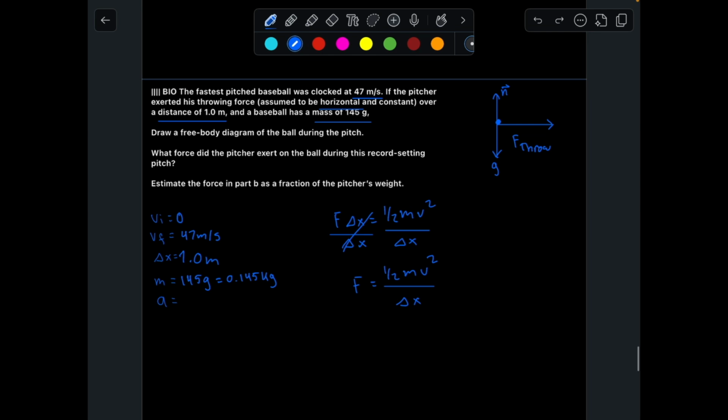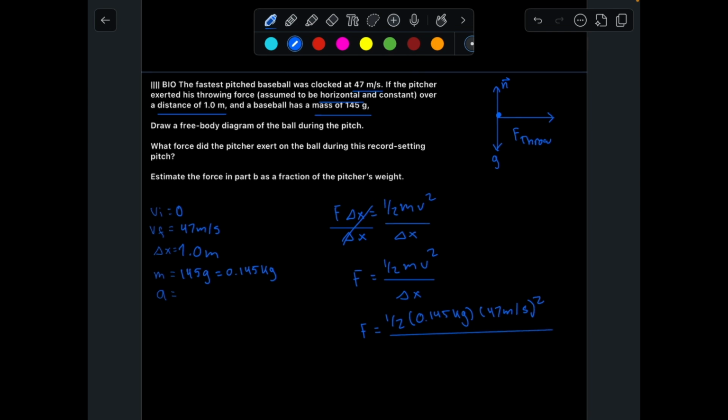Now from here, it's pretty much plug and chug. We have force is equal to 1/2 of 0.145 kilograms times our velocity, which we know is 47 meters per second, squared. Always write the units. We're also going to have a distance of 1.0 meters. Now, when we calculate that, we get a force of 160.15 newtons. Okay, and that's actually going to answer our second question.